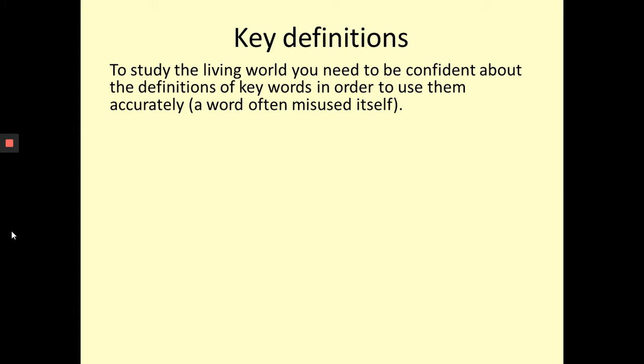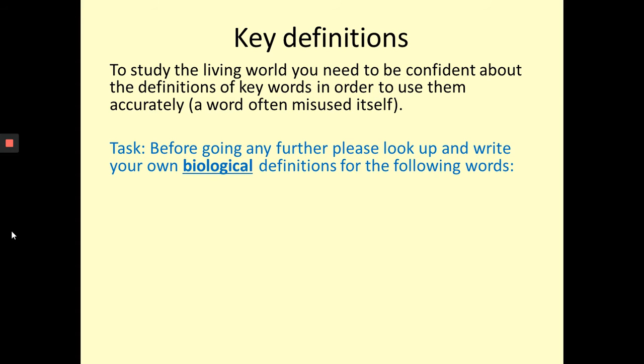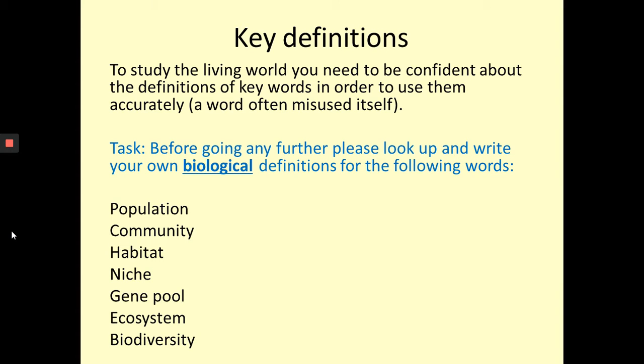Sometimes, in normal layman's language, we misuse scientific words like the word accurately itself. So the first thing I want you to do before we really get stuck in is to look at the biological definitions for the following words, please. Please write your own definition down. Once I've put the words up, just pause for a few minutes whilst you get that done and then rejoin as soon as you're ready. The words I'm looking for are: population, community, habitat, niche, gene pool, ecosystem, and then biodiversity itself. Okay, just pause now.